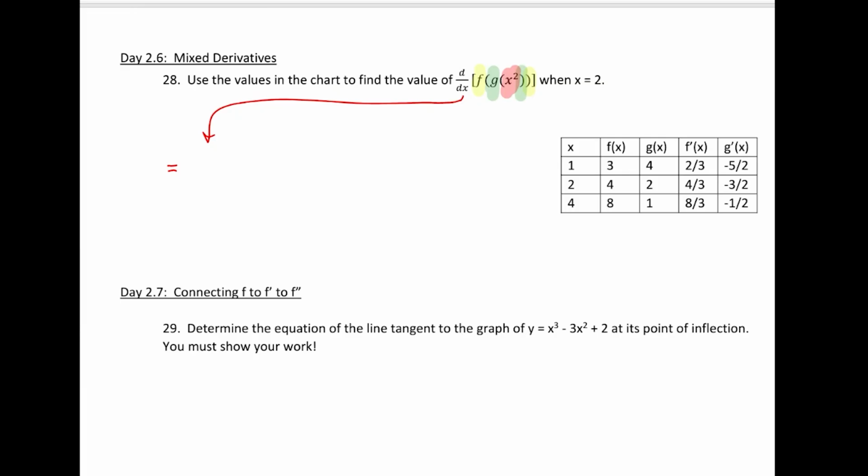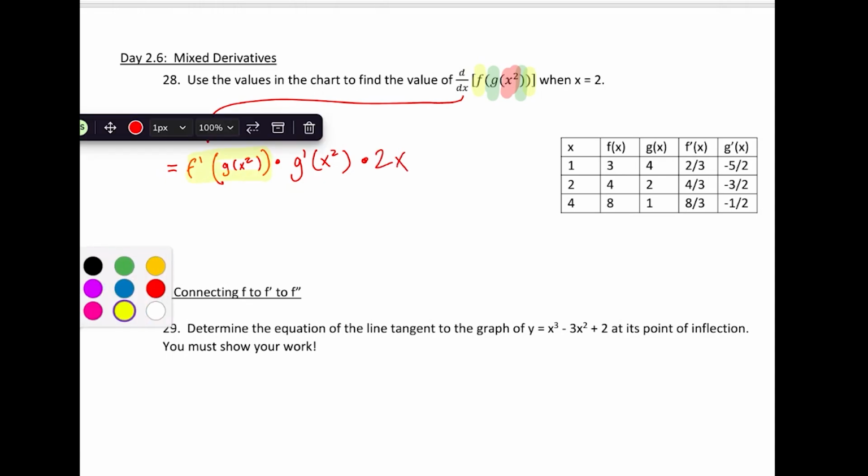So the derivative of f is just f prime, right? So we've got f prime of everything that was previously inside there, g of x squared, times the derivative of the inside. The next one would be this green one. So the derivative of that g of something is just going to be g prime of that something. And then lastly, we're going to find the derivative of the inside function. So the derivative of x squared is just 2x. So I'm going to go back and highlight each one of these pieces so you can see exactly where they're coming from.